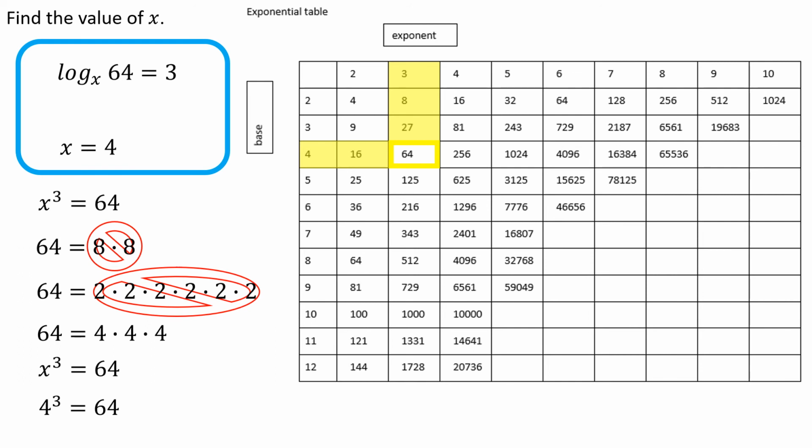Because sometimes it's a no-brainer. If I give you 49, you're thinking, hey, what can I do for 49? 7 times 7. Nothing else is going to work for 49 except for 7 times 7. But some numbers like 64, oh my goodness, there are all sorts of choices. So that's why this exponent table might come in handy.